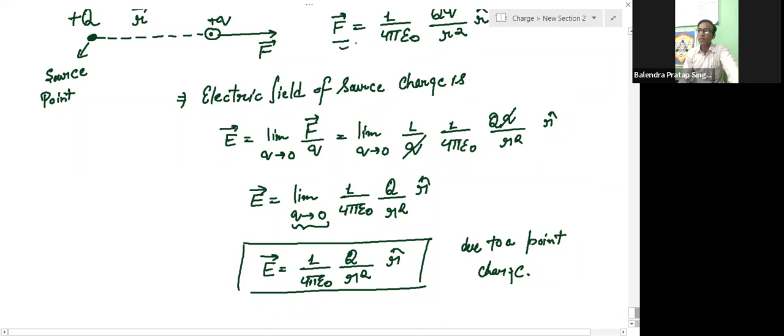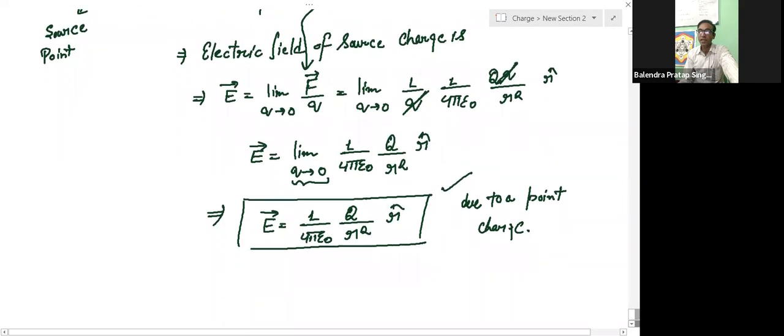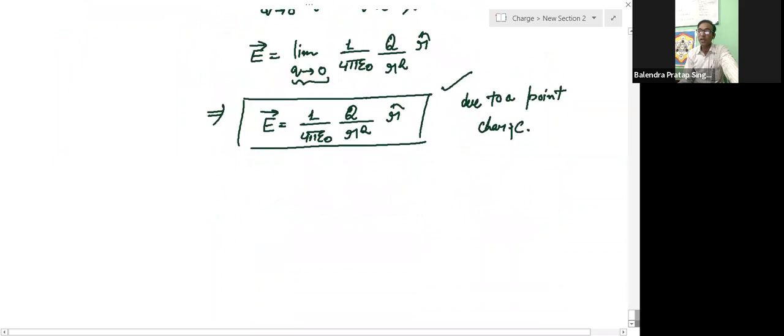So from this formula for F we can find the electric field. As I told you in my previous class, the electric field is equal to the limit q tends to 0 of F upon q. When I put the value of force here, the q and q get cancelled out, and finally you get the expression: electric field is equal to 1/4 pi epsilon naught capital Q by r square. This is the expression of electric field due to a point charge.